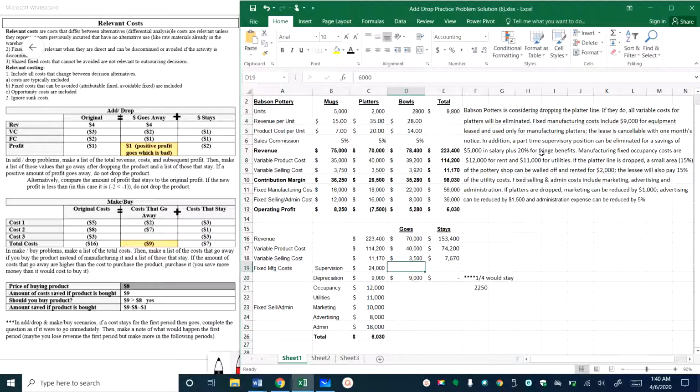And next it says the supervisor position can be eliminated for $5,000 in savings plus that 20% fringe benefits. So that's $6,000 that goes. The remaining $18,000 will stay.